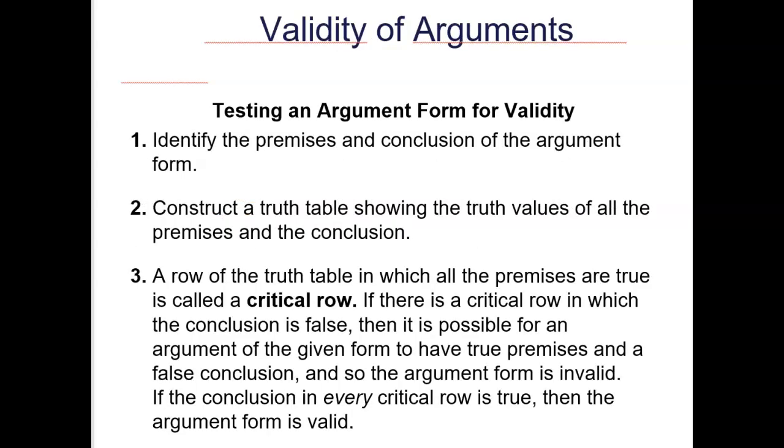So here's how we proceed. We identify the premises and conclusion. We construct a truth table that shows the values of all the premises and conclusions. Each premise must have a column. And then a row of the truth table in which all the premises are true is called a critical row. Some books tell you to take all of the premises and AND them together.